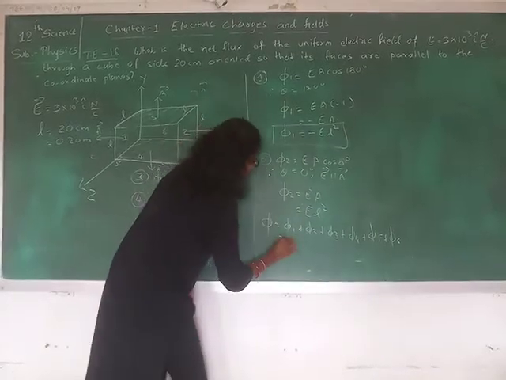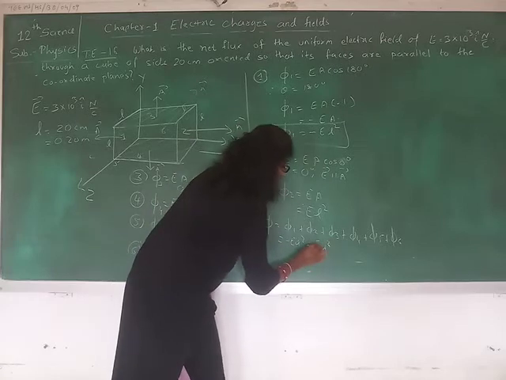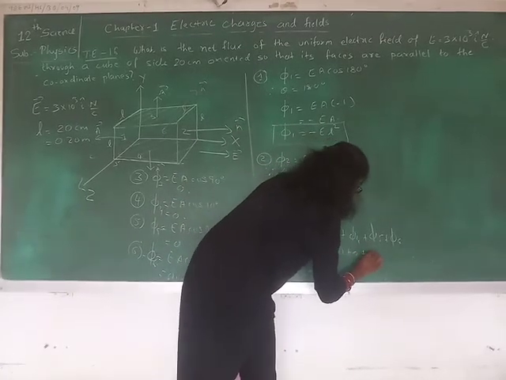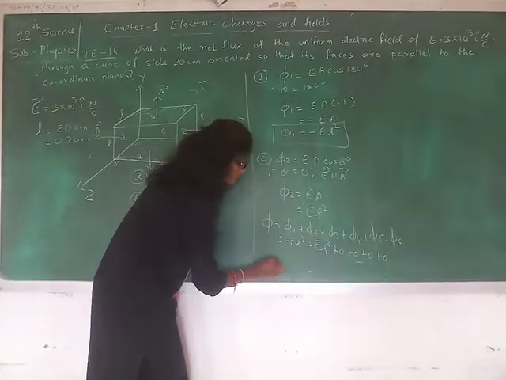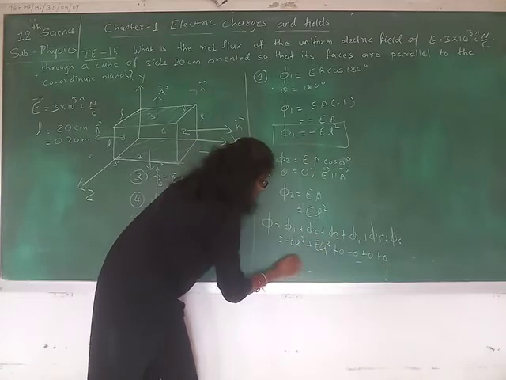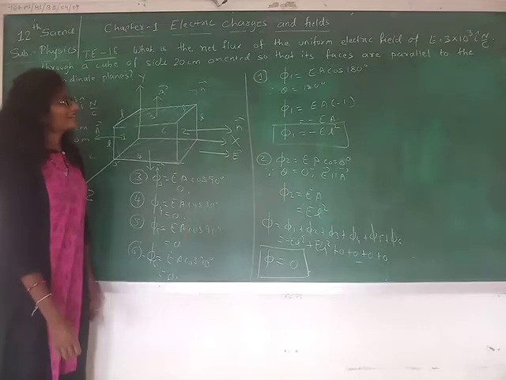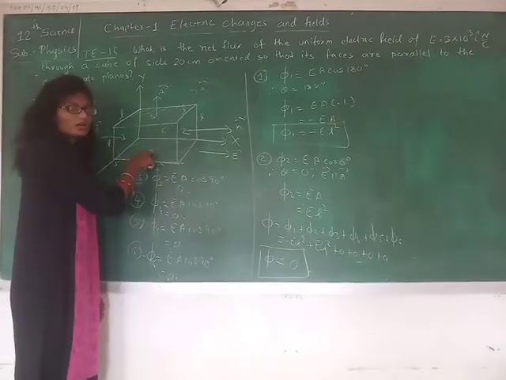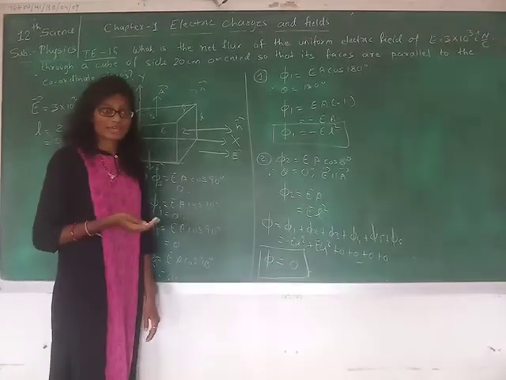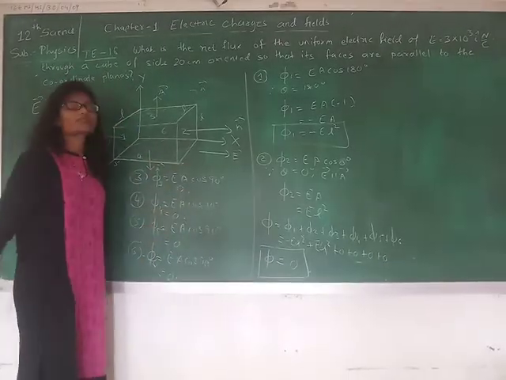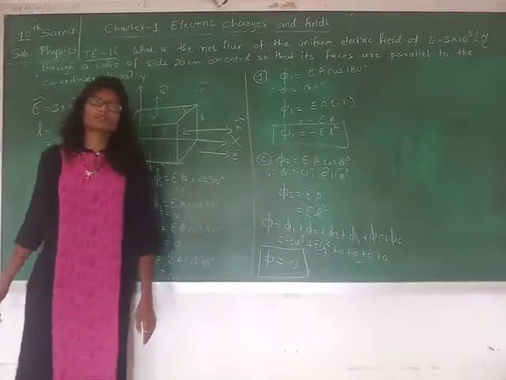For phi 1 it is minus E L square, for phi 2 it is plus E L square. For the rest of the phases it is 0. So minus E L square plus E L square gets cancelled out. So what do we have? Total flux as 0. So the net flux for this cube, which is oriented in such a way that its faces are parallel to the coordinate planes, the net flux will be 0. So students, you may copy down this numerical.